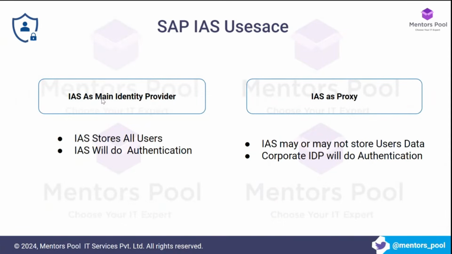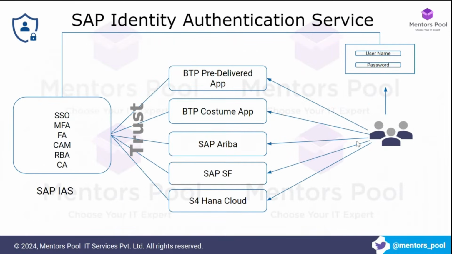In our first case. But in the second case, IAS can work as a proxy when I already have an identity provider. In this case, IAS may store user data, may not store user data, but authentication will always happen with the third party identity provider. Okay, how does this look? So I say IAS may not store user data. The corporate IDP will always do authentication in this scenario. So let's understand one by one.